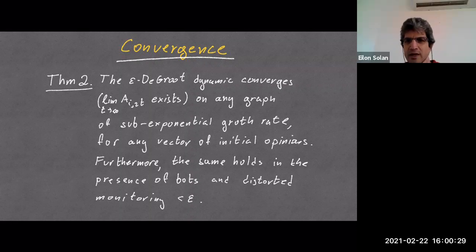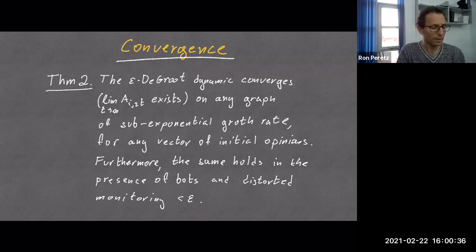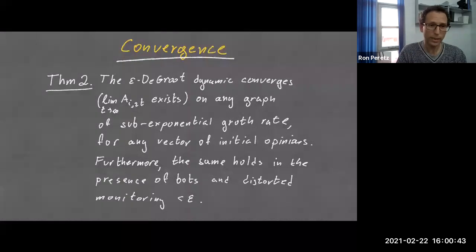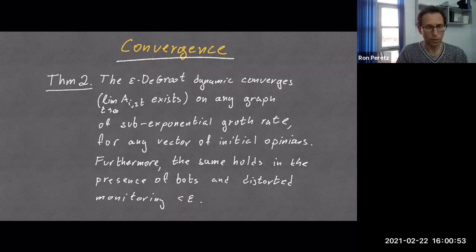And do you have in one sentence intuition why? I have one sentence intuition. It's just because when my opinion and the opinions of my neighbors are close enough, then we no longer change our opinions. In other words, if you look at the fixed points of the dynamics, they do not have to be constant. I can have a small difference between my opinion and my neighbor's, and it is still a fixed point.